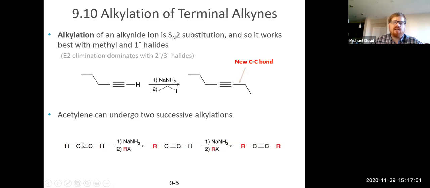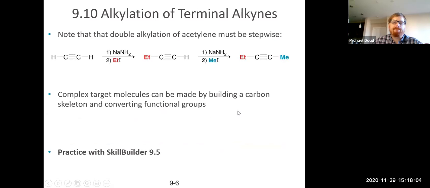Now, if you start from acetylene, you can actually do this twice. You can do an alkylation on the left side, then do an alkylation on the right side. You can get different products based on that, so that can be useful as well.